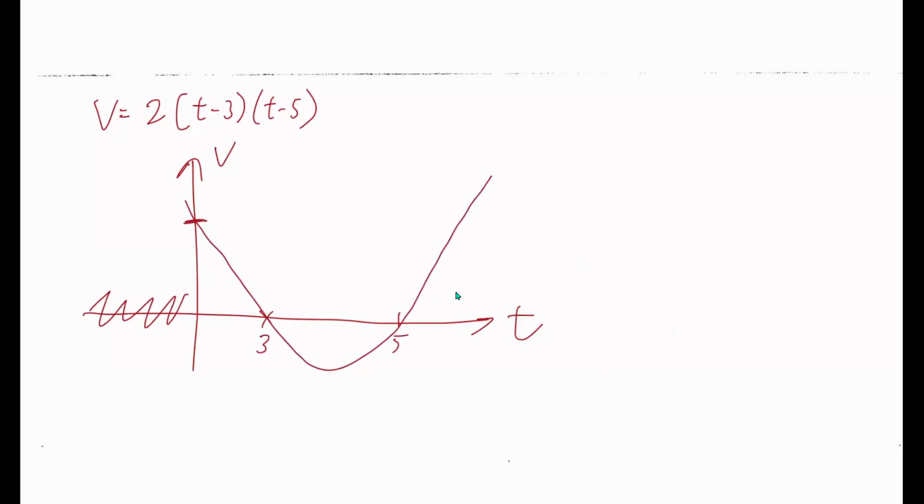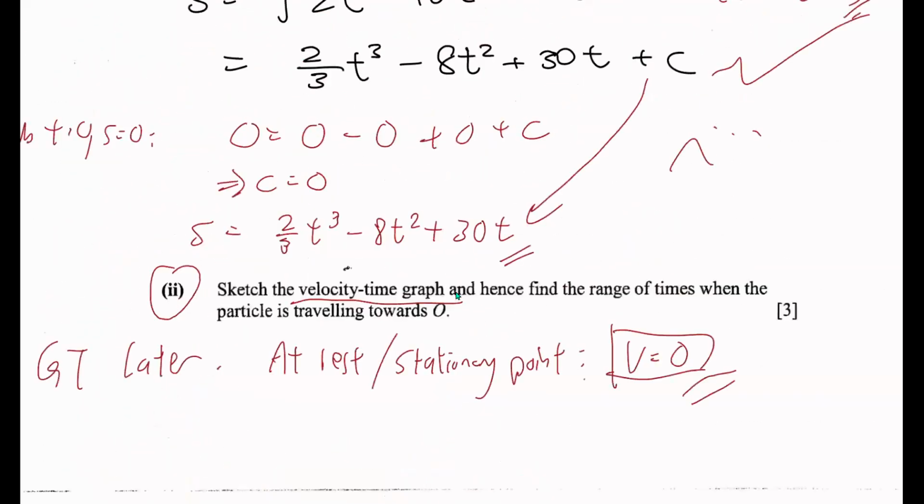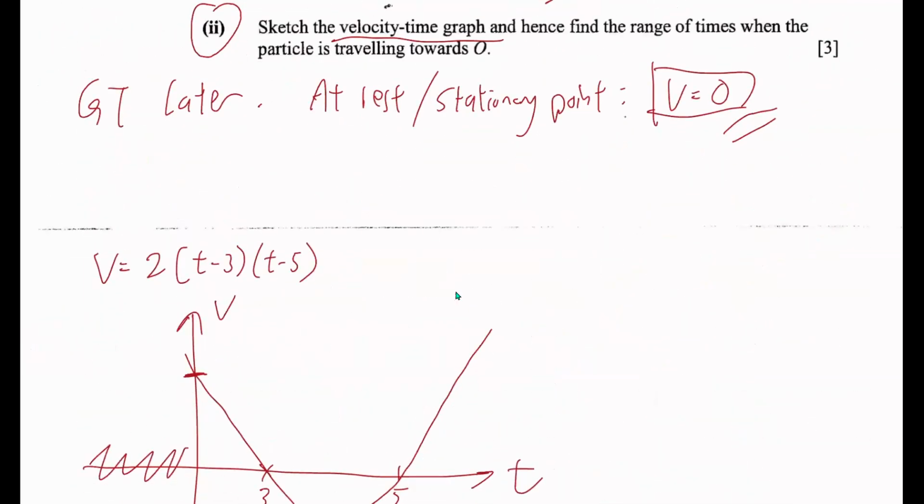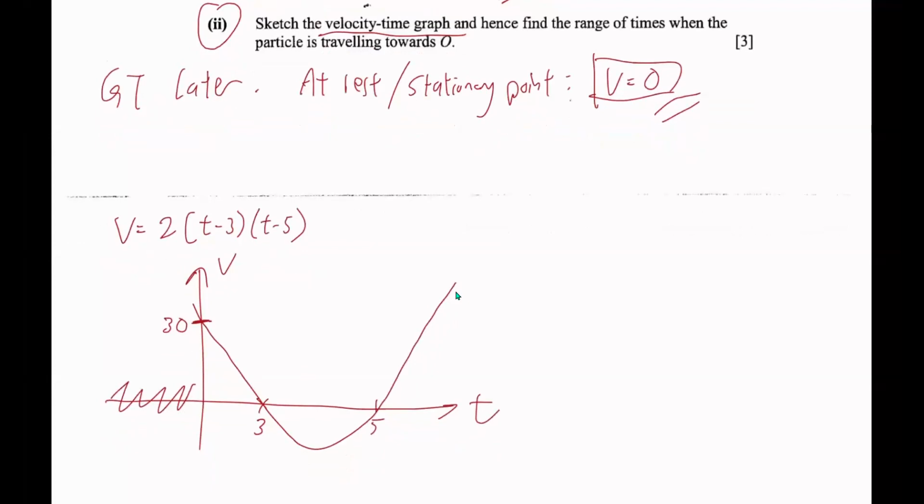Then what's the y-intercept? If you sub in t equals 0, you realize it's just the constant, plus 30. 0 minus 0 plus 30. So v equals 30, so it's over there. Okay, good. So now that we have velocity against time, what happens when it's above the x-axis?